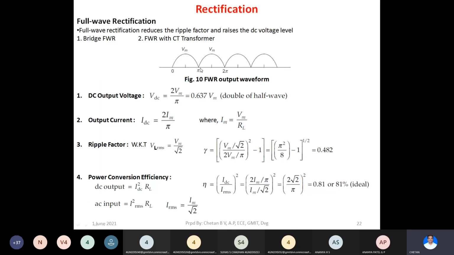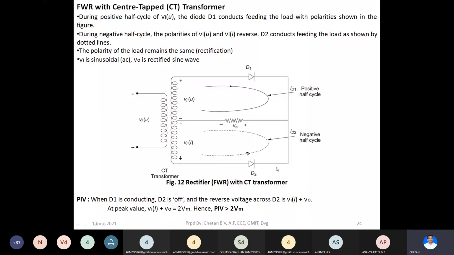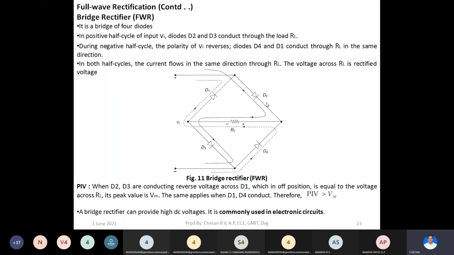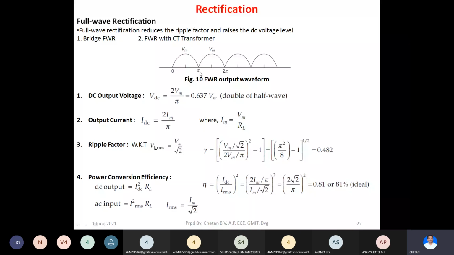So it will also be an inverted version of your input. So during both half cycles, the current is flowing in the same direction through RL, and you will get this kind of output. That is the output between pi to 2 pi. It will be an inverted version of your input. So you can again compare this with the output of the half wave rectifier.